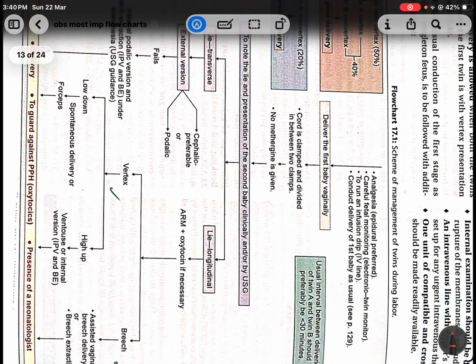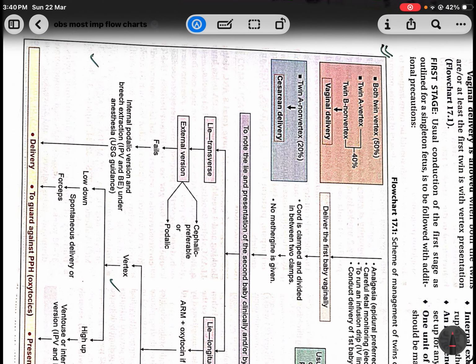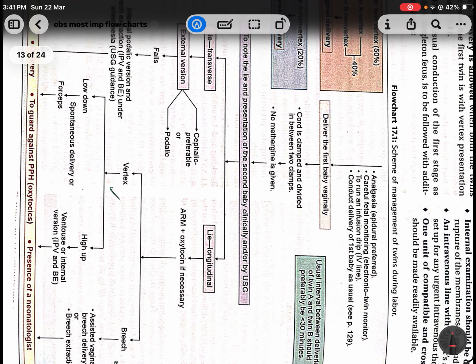Okay, then again, twins during labor, how do you deliver them? That's basically intrapartum management. Again, is it a vertex presentation, or how do you go about this? Obviously you go and deliver based on what the lie is. Again, you have to check for the second baby. So based on the second baby's presentation, you need to manage it accordingly.